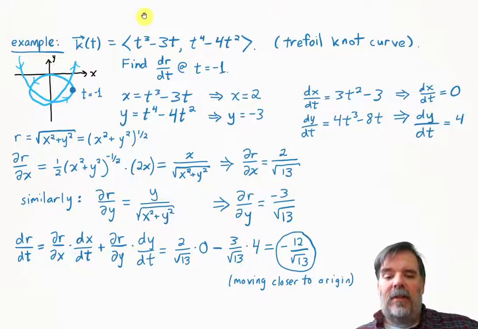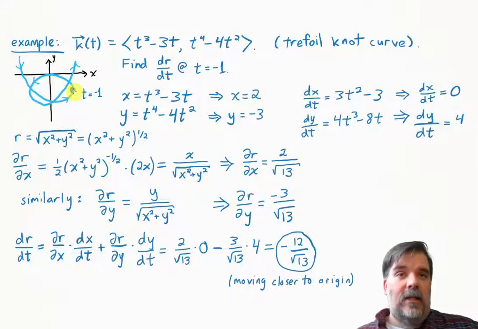So let's try calculating an example. Here are the parametric equations for the trefoil knot curve. A trefoil because it looks like it has 3 crossings. It also looks like a delicious pretzel. So in this equation, we'd like to determine what's happening right here at this point, t equals -1. And this is t equals -2, then -1, then 0. So we'd like to determine how quickly the distance between this point and the origin is changing.